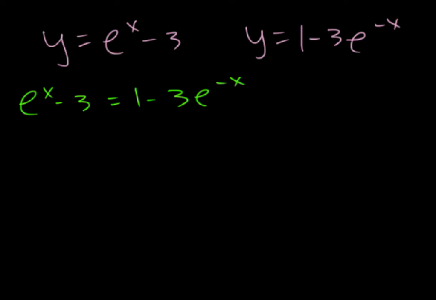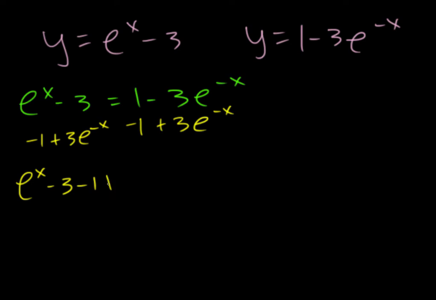Now, because we have e to the x, e to the negative x, and constants, this is actually going to turn out to be like a quadratic pattern. So I'm going to move everything onto one side. I'm going to subtract 1, add 3e to the negative x, on both sides. So that gives me e to the x minus 3 minus 1 plus 3e to the negative x equals 0. These combine to make negative 4.